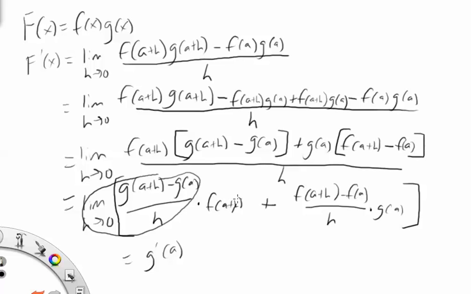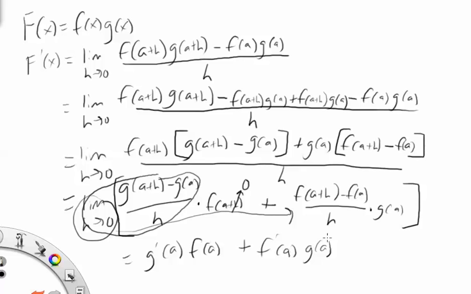What does this become? Well, as h goes to 0, that's just f of a. Plus, if I apply the limit over here, I get the derivative of f at a times the g of a, which has no h in it, so it doesn't really make a difference. And there's your g of a. So f prime of x, if I just change these to x's, is g prime of x, f of x, plus f prime of x, g of x.